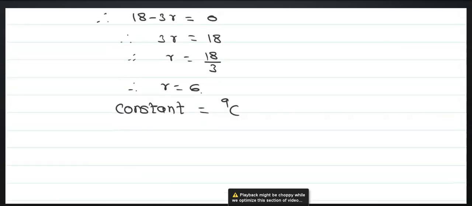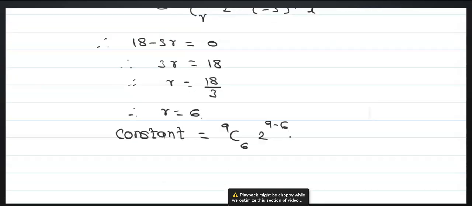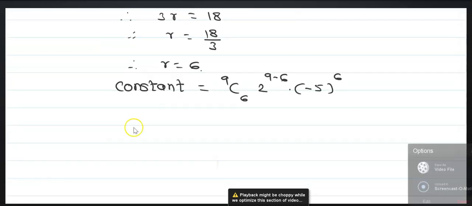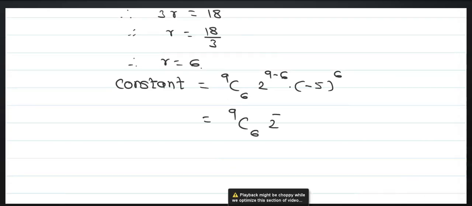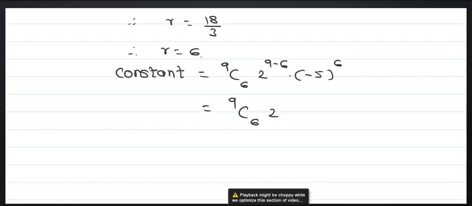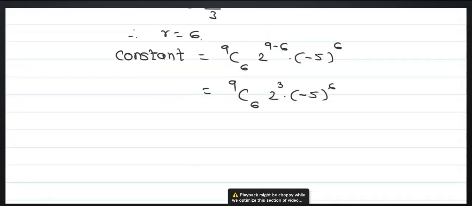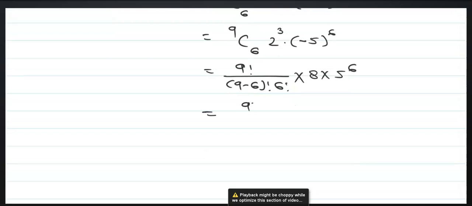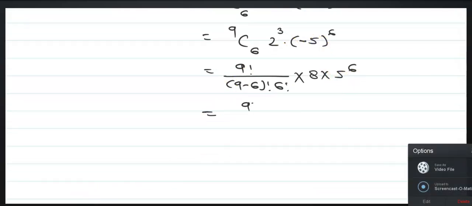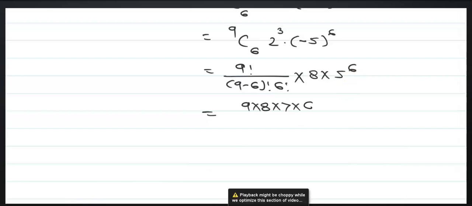Therefore, the constant term is 9C6 2 raised to 9 minus 6 into (−5) raised to 6. This is important. So the calculation: 9 factorial upon (9 minus 6) factorial into 6 factorial. 2 raised to 3 means 8, and (−5) raised to 6 means 5 raised to 6. Now the cancellations of the terms.